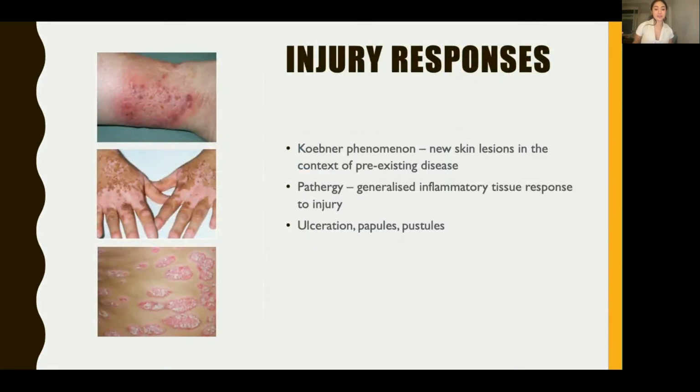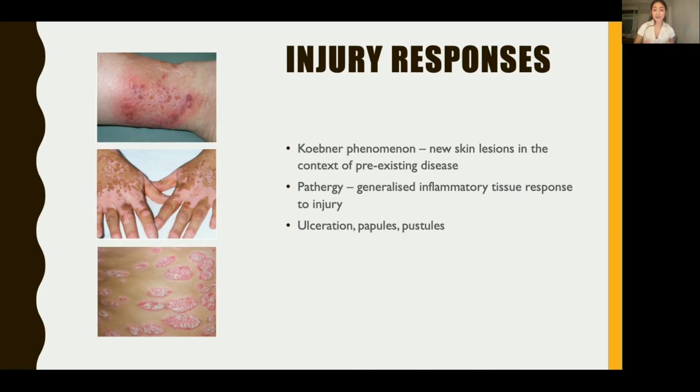And that's because I wanted to touch upon injury responses. There are some really interesting ways the skin reacts to very minor trauma. The first one is the Koebner phenomenon. I'm sure most of you have heard of that. I feel like it comes up a lot on PassMed. The Koebner phenomenon describes areas where you get new skin lesions where you didn't before, in the context of pre-existing skin disease. So plaques in psoriasis, or patches of hypopigmentation in vitiligo, you'd maybe see the Koebner phenomenon happening there.